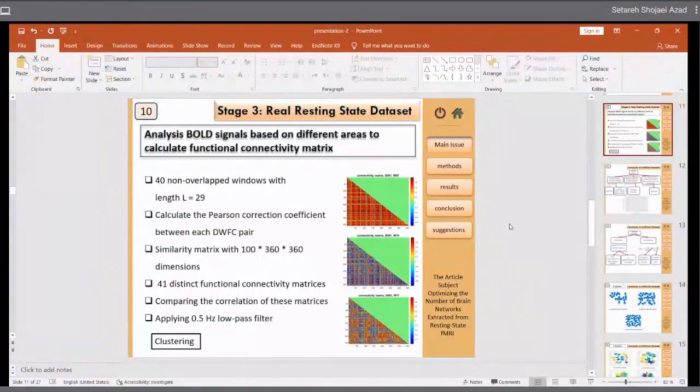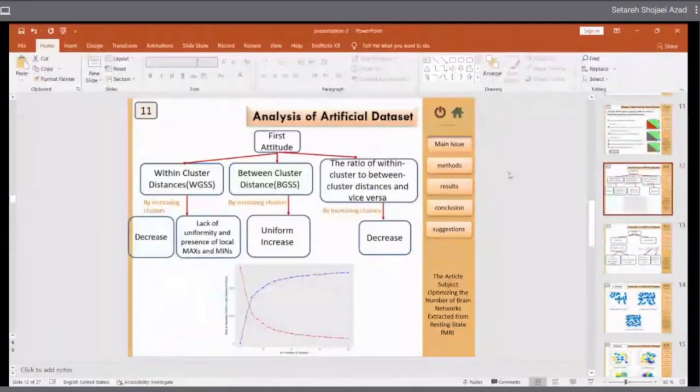Finally, we use the high repetition, high iteration k-means clustering, and now it's time to talk about two attitudes that are used in this study for checking the internal evaluation indices, which are used after clustering data sets in those three steps I talked about.